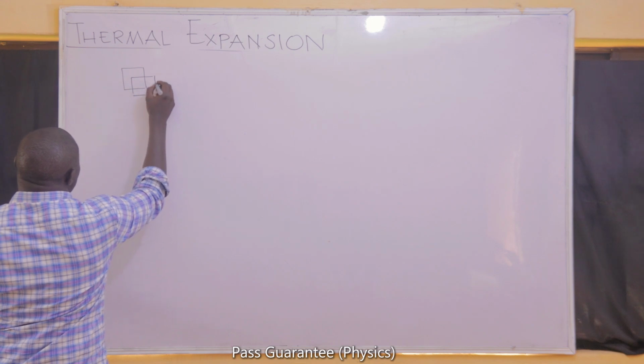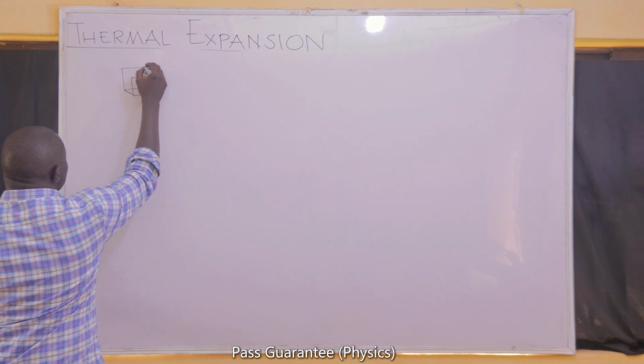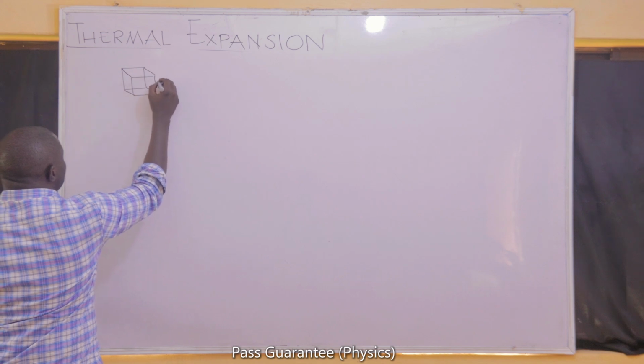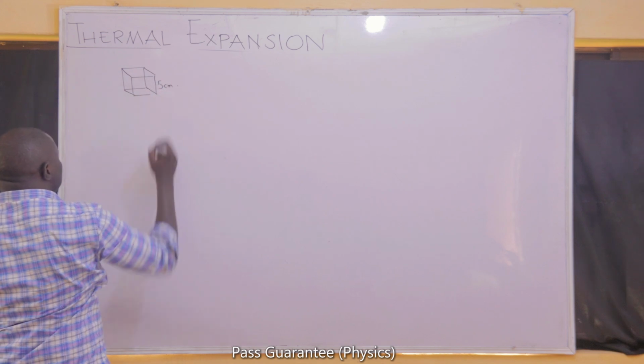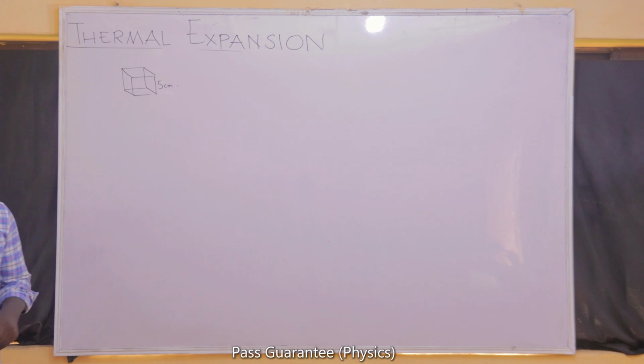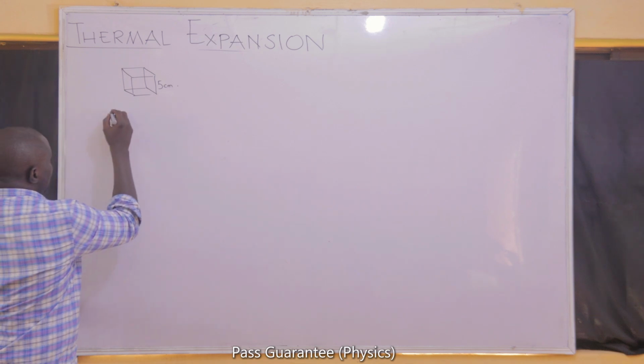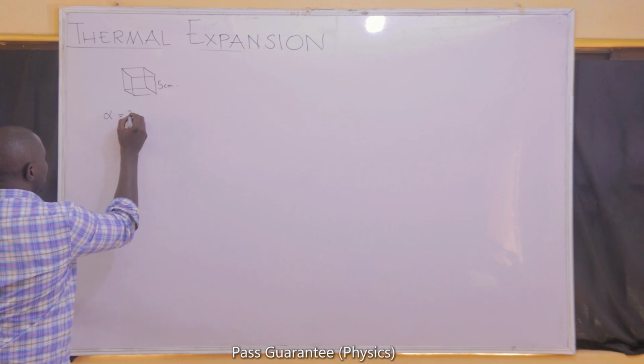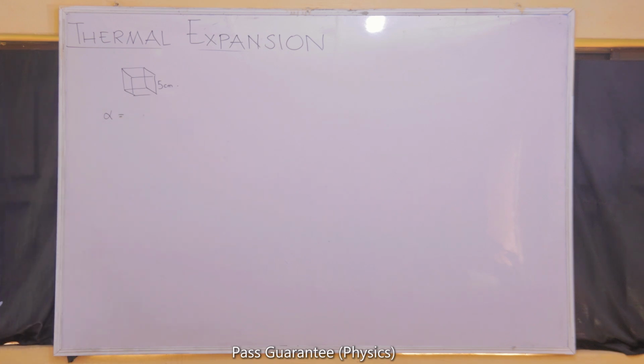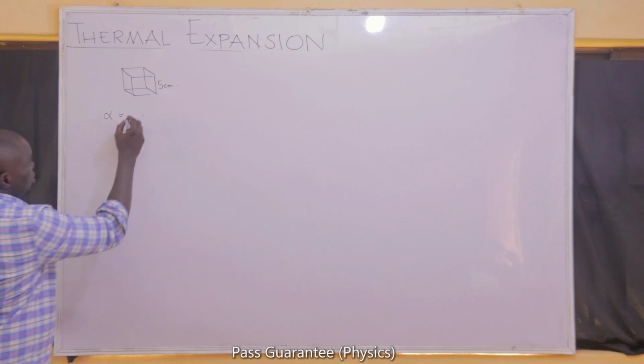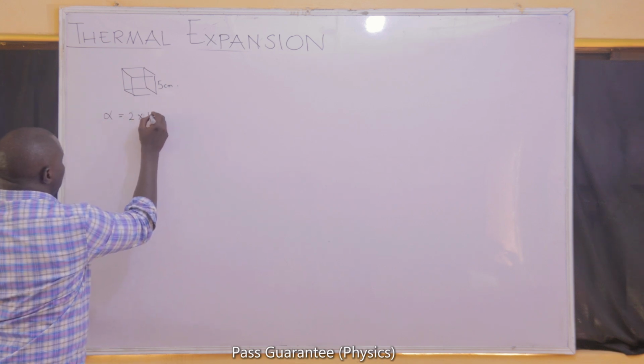The side of the cube is given to be 5 centimeters. We are told that the material used to make the cube has a linear expansivity of 2 times 10 raised to the power minus 5.